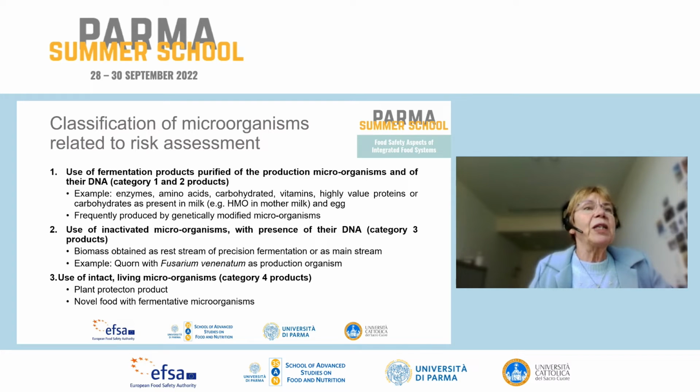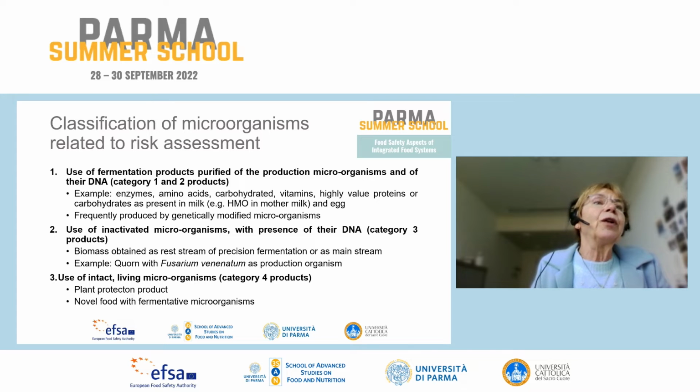An example which is already on the market is Quorn, which is produced by the filamentous fungus Fusarium venenatum, and which was on the market before 1997, so that it was not considered by the novel food legislation and has not undergone this EFSA risk assessment, which is now in place for the new biomasses which will enter our food chain.